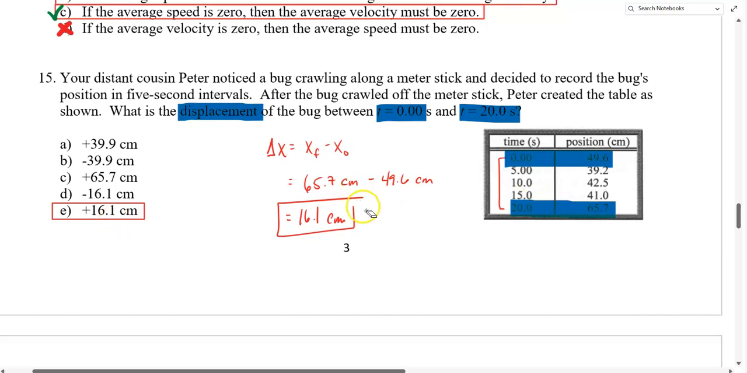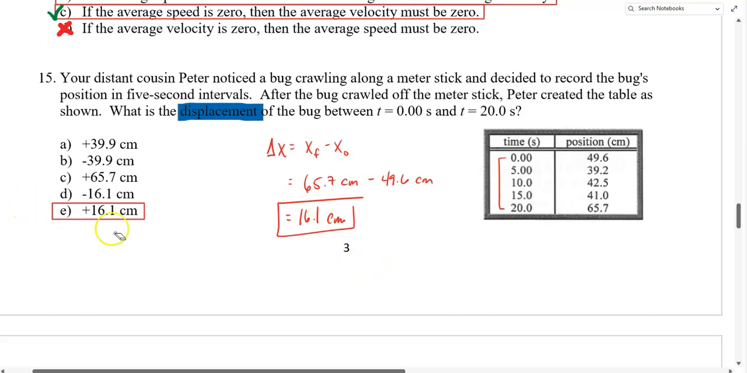So if we wanted to take this further, we can say 16.1 centimeters in 20 seconds of time, and we can get a velocity in meters per second if we were interested in doing so. But that's not really the heart of this question. We are literally just pointing out the difference between distance and displacement. So please don't be fooled.